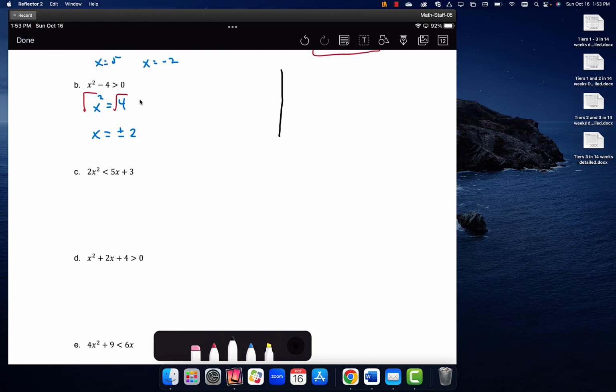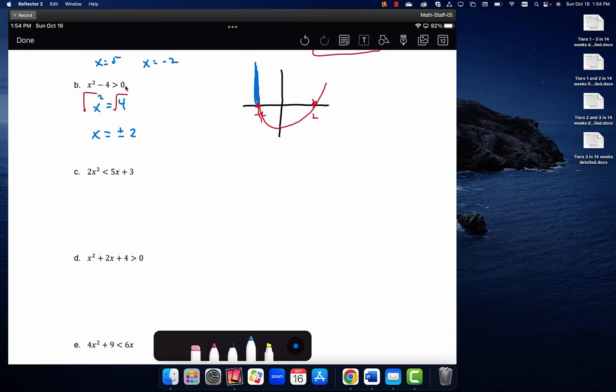Again, very quickly sketch those. You have -2 and +2. And now ask yourself, does it open up or down? A is 1 here. That's positive, so that means it's opening up. Again, we don't have to be crazy accurate, just a very quick sketch so that you can see the general shape of the graph. And now we're asking, where is the quadratic greater than 0? Where is it above the x-axis?